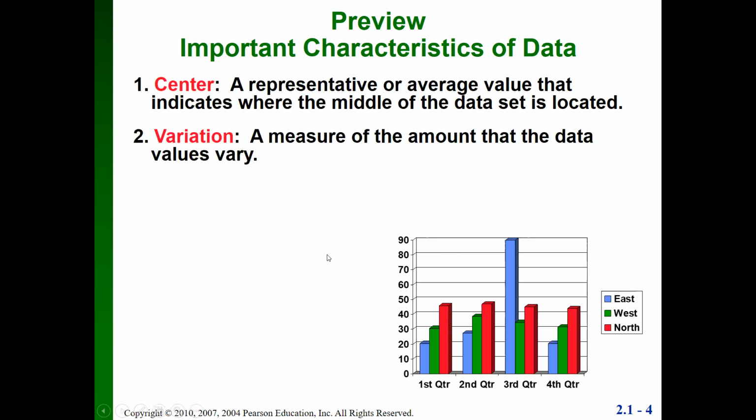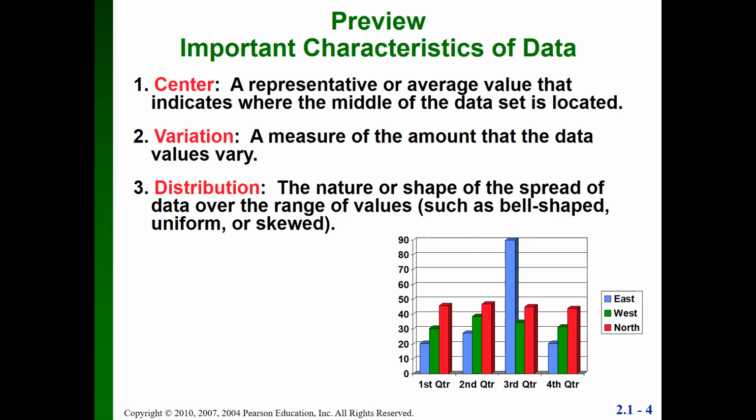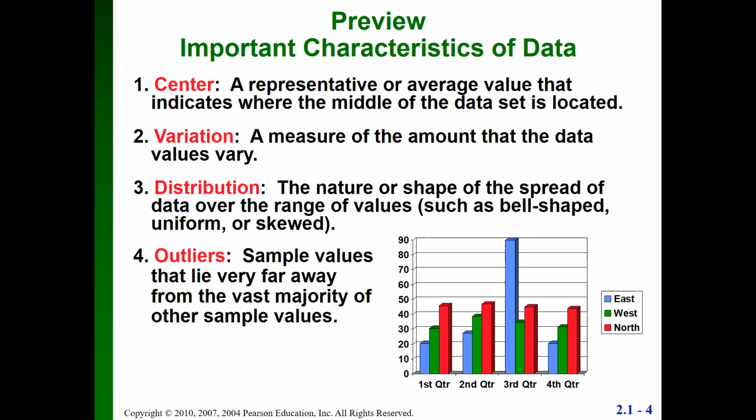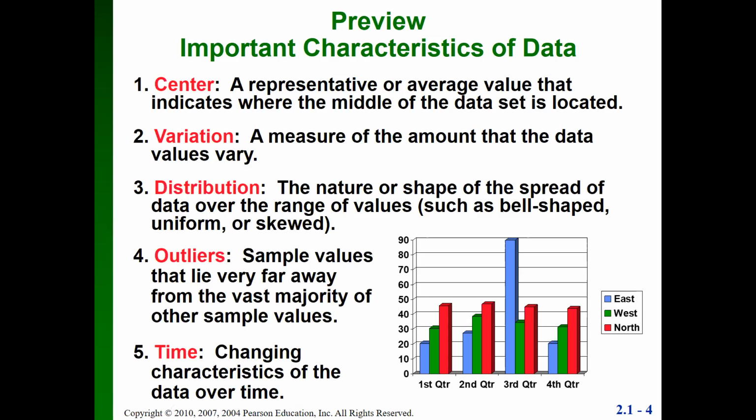And then variation is another measure. It's the amount that the data values vary, in other words, differ from each other. Distribution is the shape of the spread of data over a range, and we'll talk about bell-shaped curves later. And outliers are samples that lie very, very far away from the vast majority of others, and we'll see how that is represented as well. And then we look at sometimes the changing characteristics of data over time, and take a look at this, we have in general, other than this third quarter, whatever this east number is way out of line with the others.